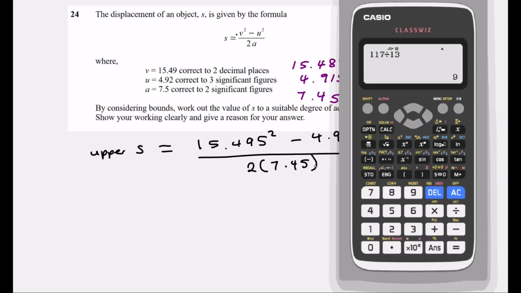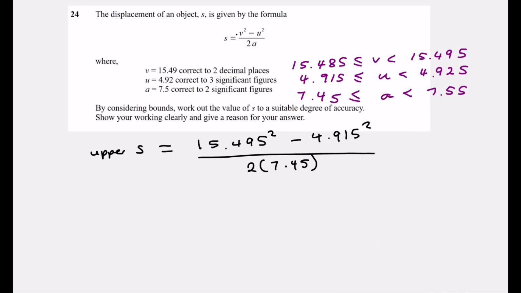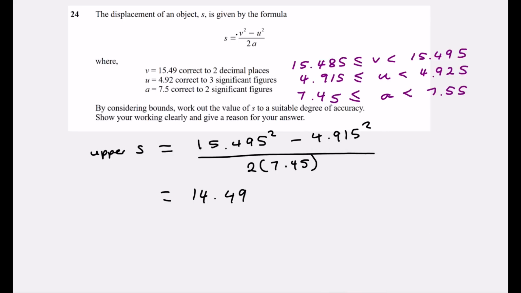And just type that into the calculator. 15.495 squared, take away 4.915 squared, over 2 times 7.45. So we get 14.49. I probably don't need the rest of the figures, but I'll give them anyway: 24698.